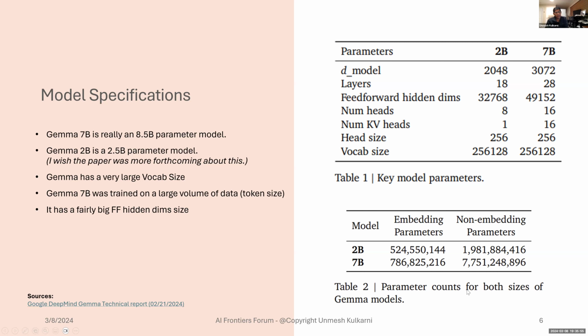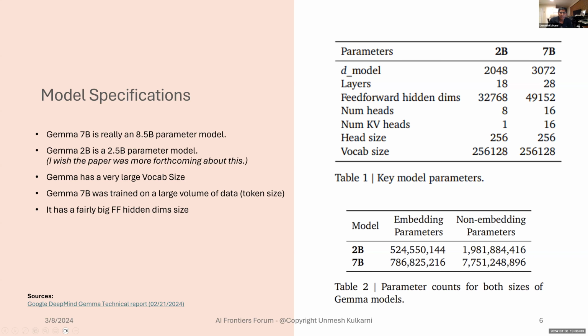And their 2B model is also almost like a 2.5B model. I wish there was a more forthcoming mention of this, but if you add up those numbers, you will find that they're not really a 7 and a 2 billion model. I actually downloaded these models, played with them, and printed the model summary, which you can do through standard Google Colab notebooks. My model parameter count is different than what is published in this paper, which is a bit surprising, but maybe they released a slightly different version of these models.